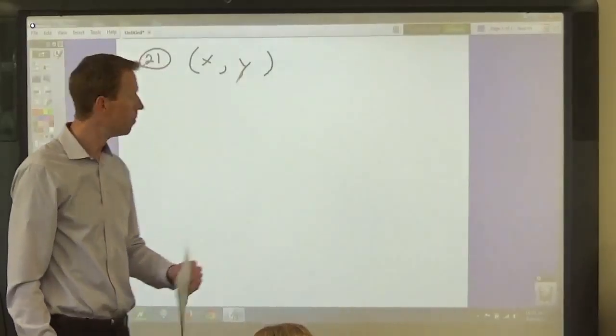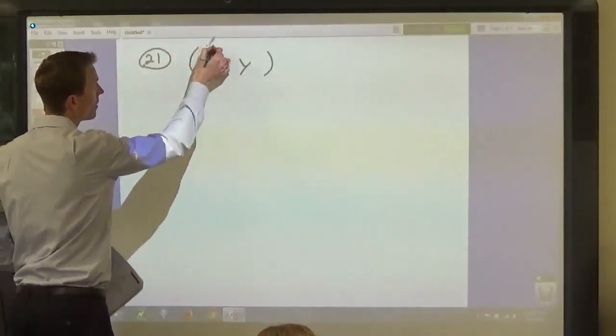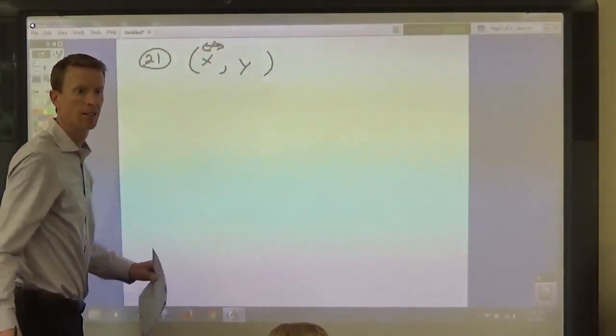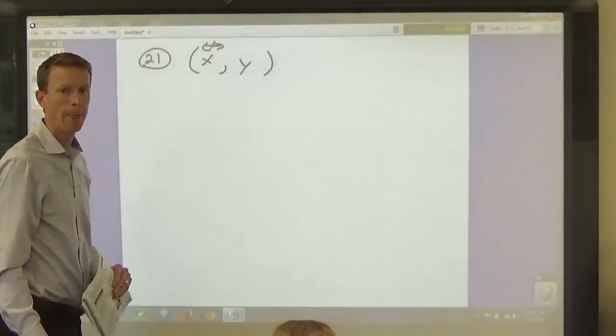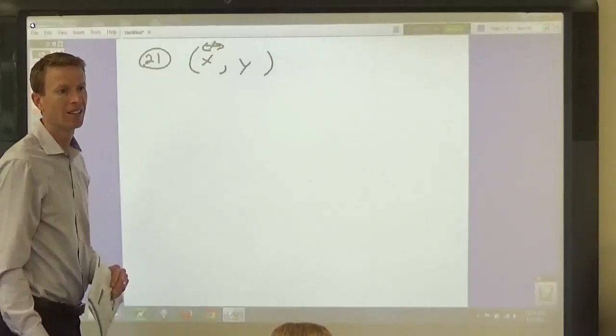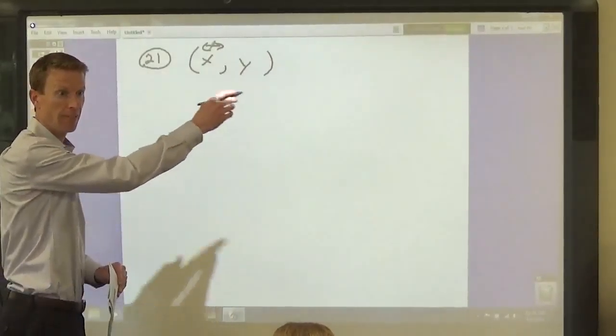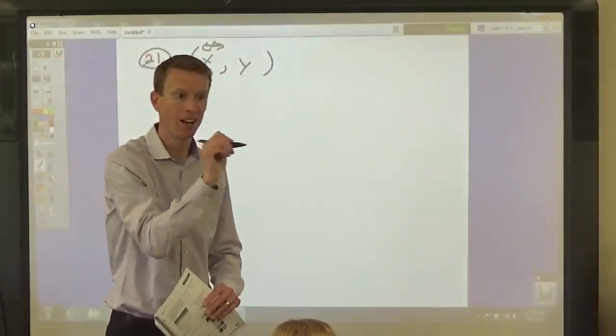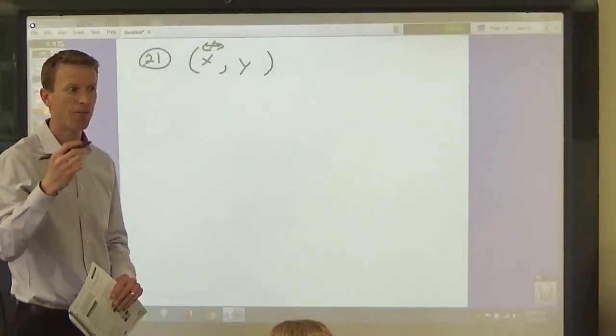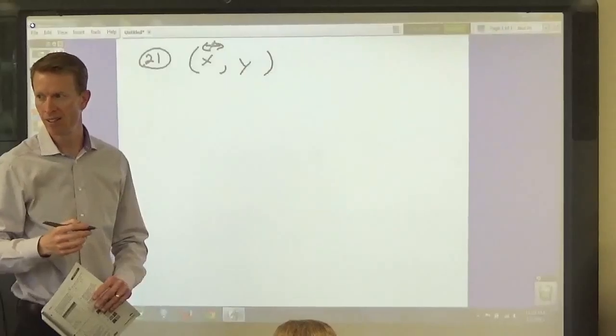Yep. Now, the X tells you what, Amelia? Where it is on the X-axis. Okay, how far it is left or right of what number? 0. Of 0. And then how far, what, Asa?